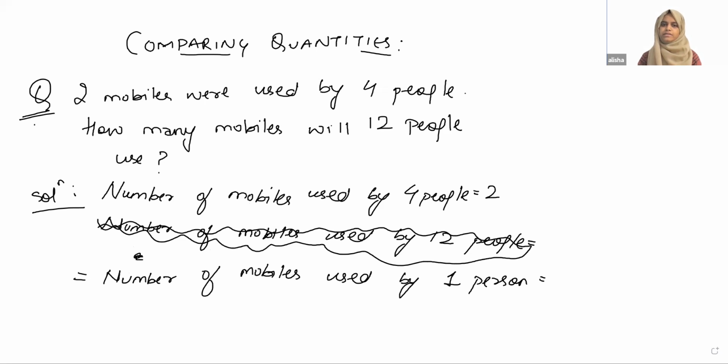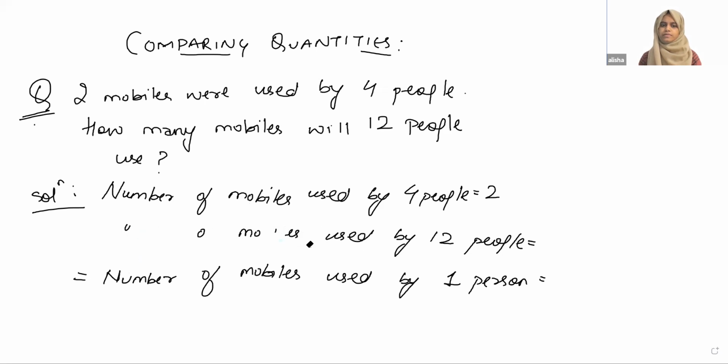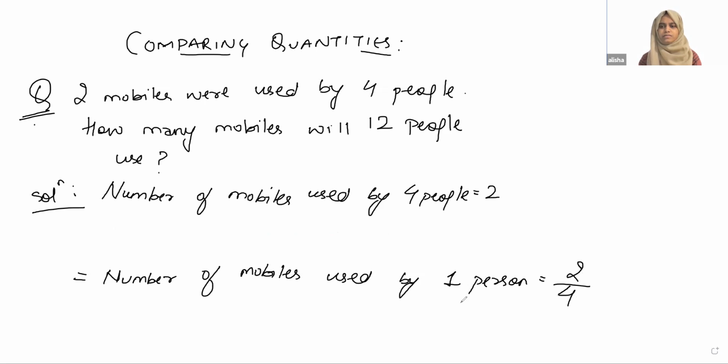Correct, ma'am. Correct? Yes, ma'am. One second. So what am I going to write? Number of mobiles used by one person is equals to what, Aisha? How will I calculate that? How many mobiles were used by one person if two mobiles were used by 4 people? 2 by 4 into 12 by 1. For one person, for one person. Into 1 by 1. Right. So I am not writing into 1 by 1. I am just writing 2 by 4. Is it fine for you?